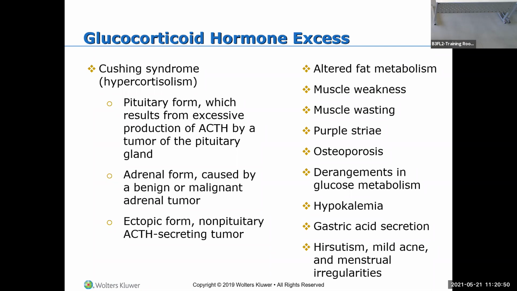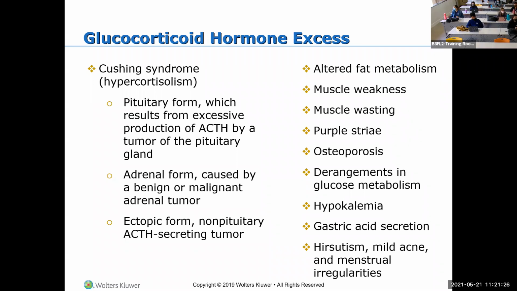Osteoporosis, thinning of the bone, derangement of glucose metabolism. If you look at that one, I mentioned that they give cortisol to save my life, my glucose, hyperglycemia I'm suffering from now, maybe temporary diabetes. Hypokalemia, gastric acid secretion, hirsutism. I mentioned earlier, is that correct?